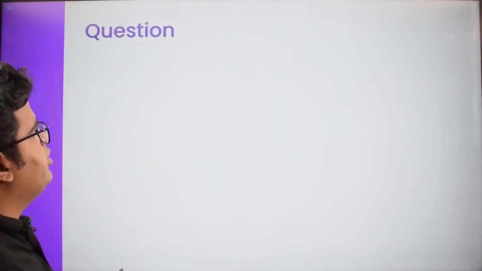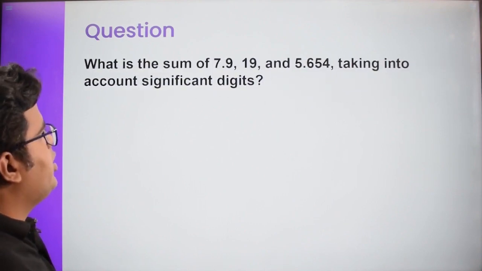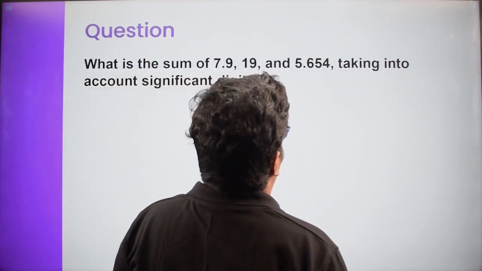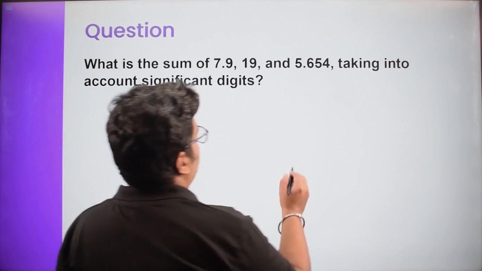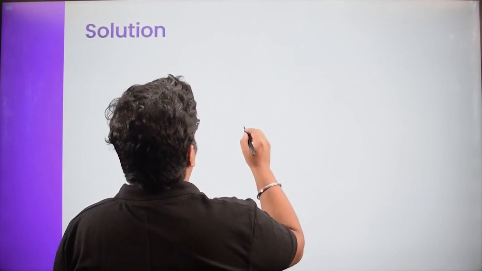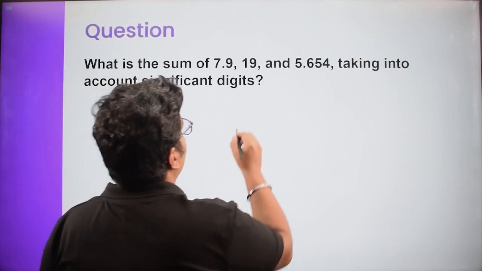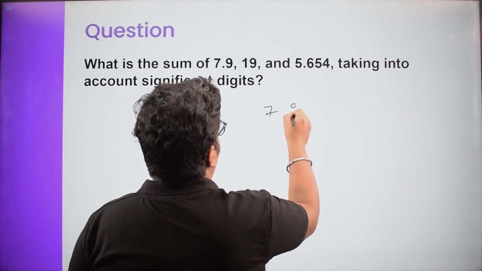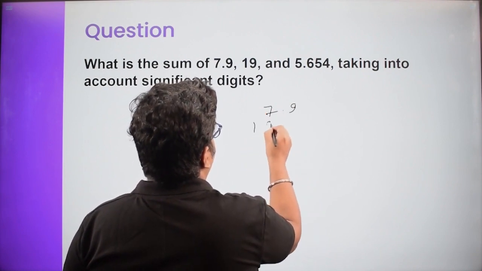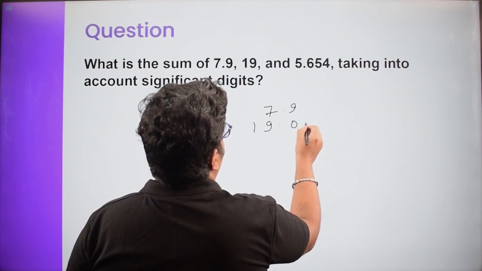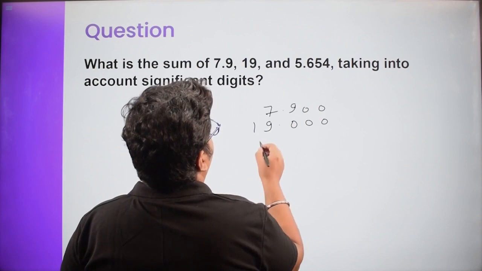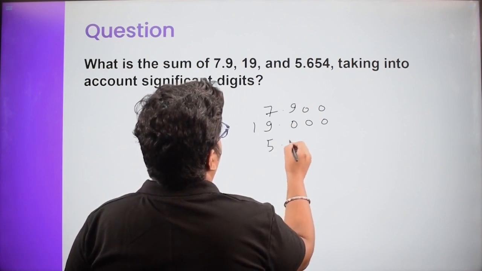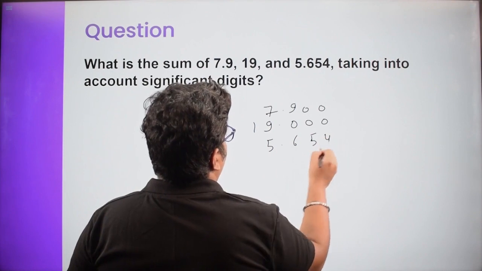What does the question say? What is the sum of 7.9, 19 and 5.654, taking into account significant digits? Simply, we are going to take these three numbers and note them down first. We have 7.9, then we have 19, which can be written as 19.000, where we can write 3 zeros, and then we have 5.654. Just simply add them.